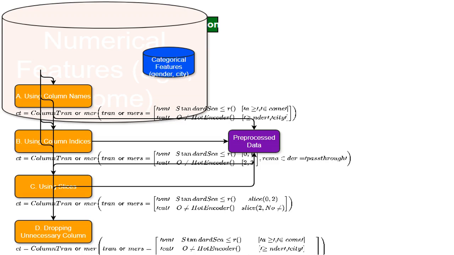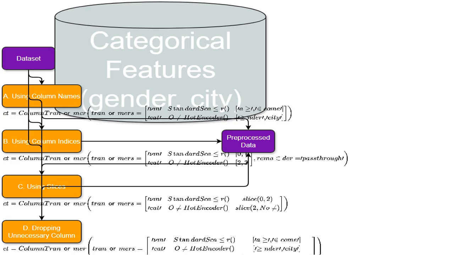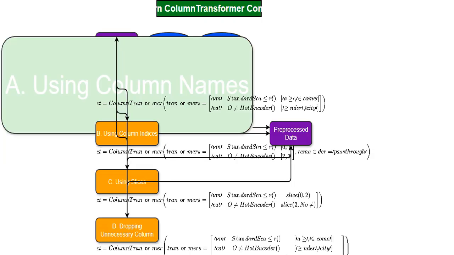These are the features I will scale using STANDARDSCALER to ensure they have a similar range of values and to avoid features with larger values dominating the model. I will convert these features into numerical representations using one-hot encoding via ONEHOTENCODER. This technique creates new binary columns, 0 or 1, for each unique category. I'm using the actual column names, AGE, INCOME, GENDER, and CITY, to specify which columns get which transformation. It's easy to read and understand.